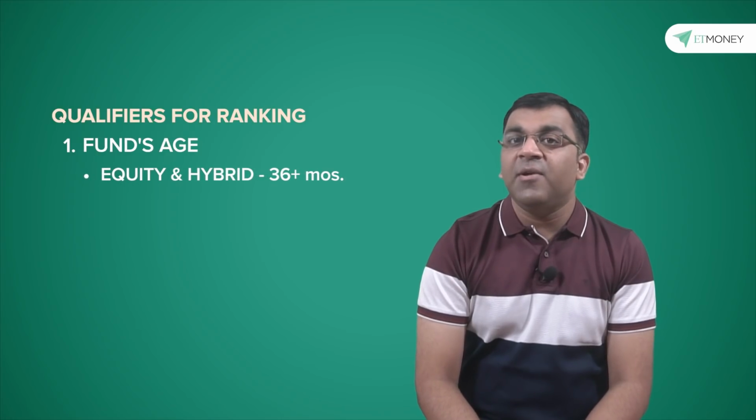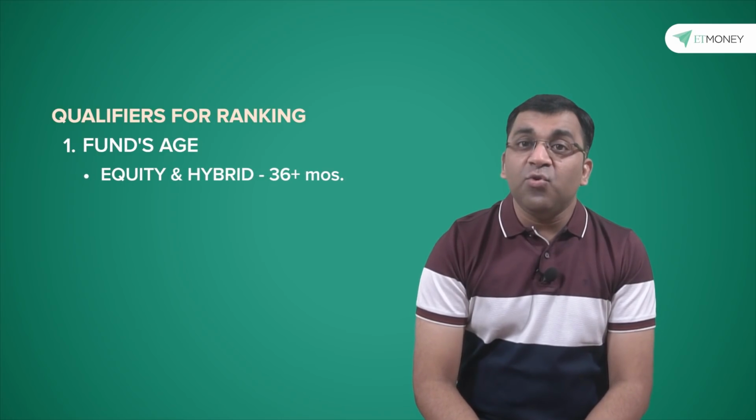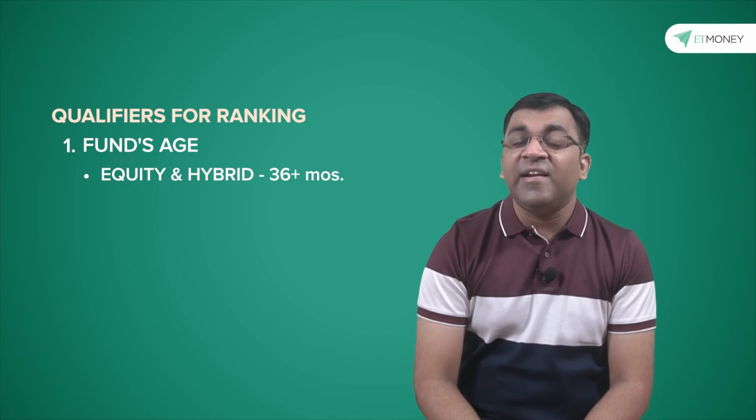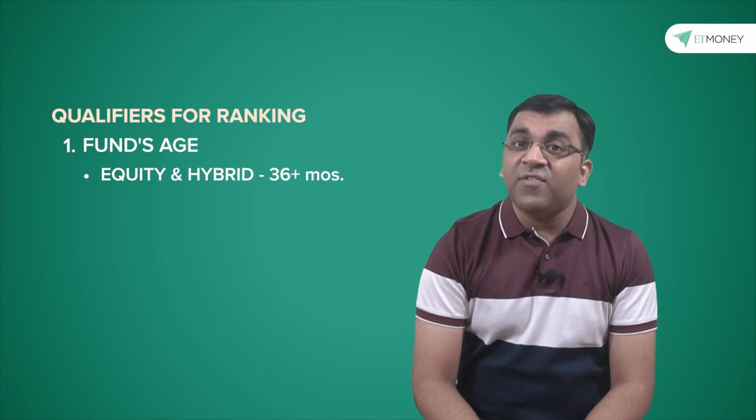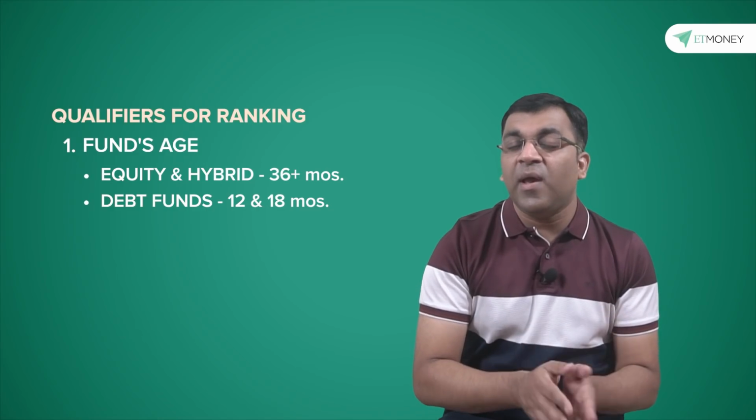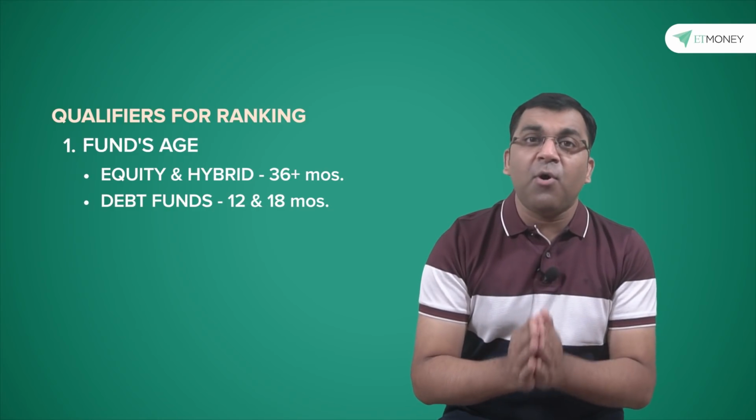Having said this, it's possible, and this is more of an exception, that you might come across some schemes or categories where an ETMoney rank is not available. And this non-availability is largely on account of some essential qualifiers we have applied to keep the rankings extremely relevant and meaningful. For instance, in the case of the equity and hybrid categories, we qualify only those funds which have been in existence for at least 36 months, and in case of debt funds, this tenure varies between 12 and 18 months depending upon the category.